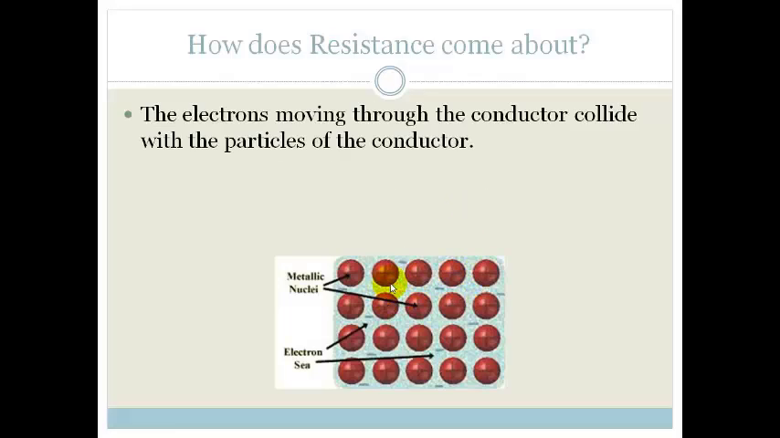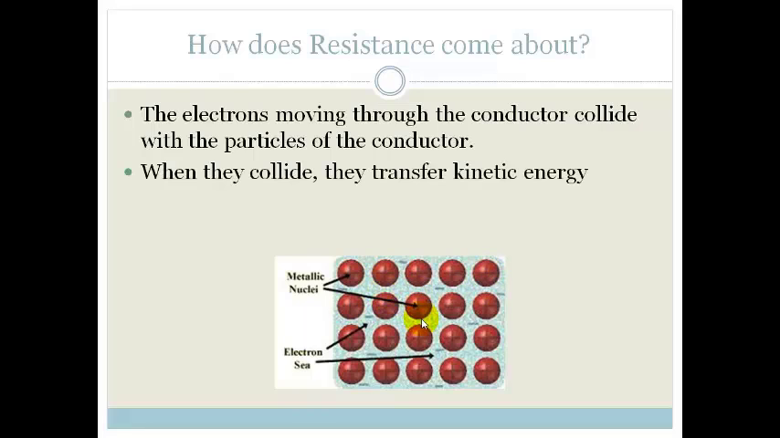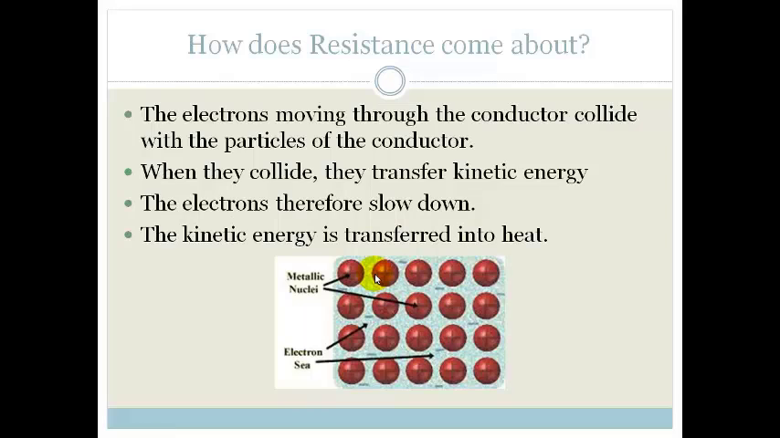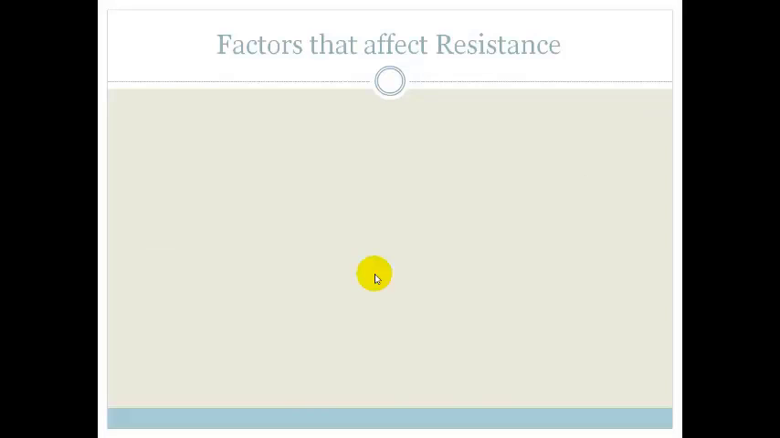So how does resistance come about? If you look at this little picture, we know that metals are made up of nuclei with a sea of delocalized electrons. As the electrons move through the conductor, they collide with the particles in the conductor. When they collide, they transfer kinetic energy, and the electrons therefore slow down. So that is what happens with resistance. The kinetic energy is transferred into heat, and if you've ever used a piece of electric equipment for a while, whether it's your computer or your radio, you'll notice that it gets a bit warm, and that is your resistance.